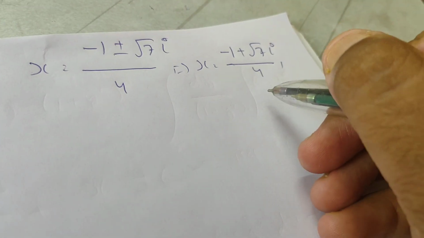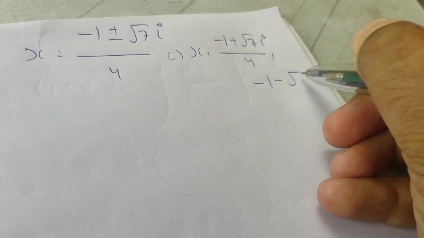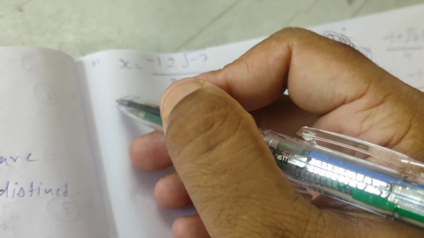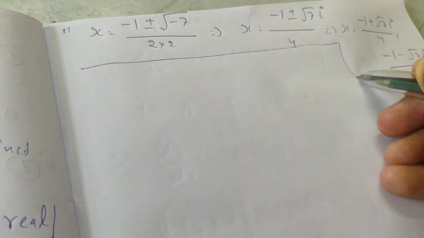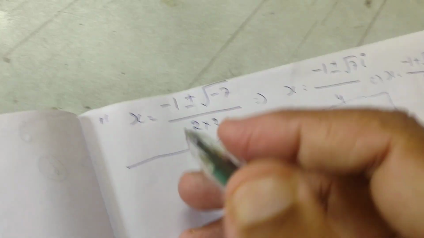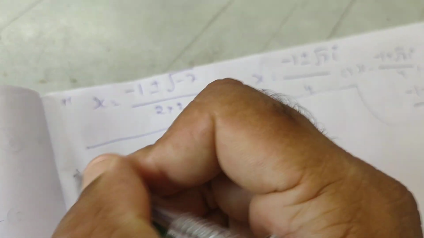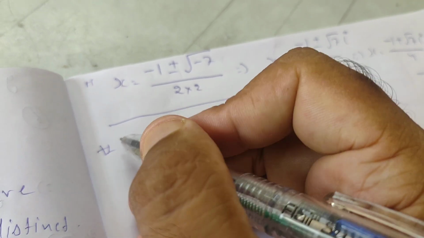Minus 1 minus root 7 iota by 4. This is the required solution. Now the next question, now we do the seventh question.